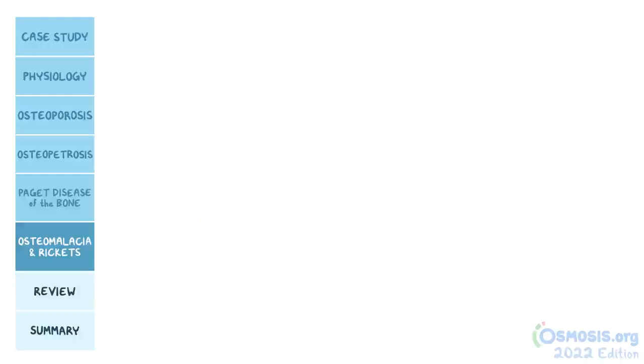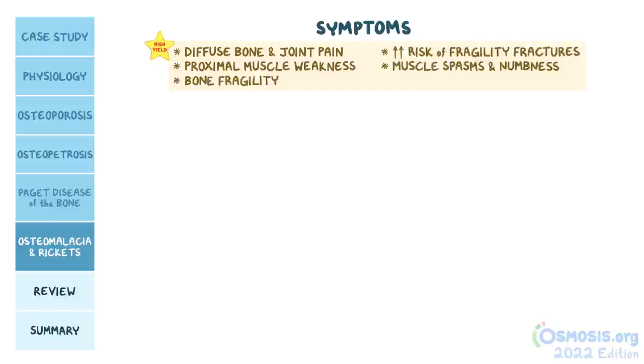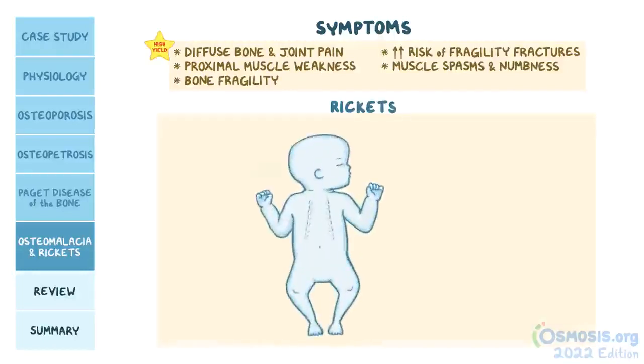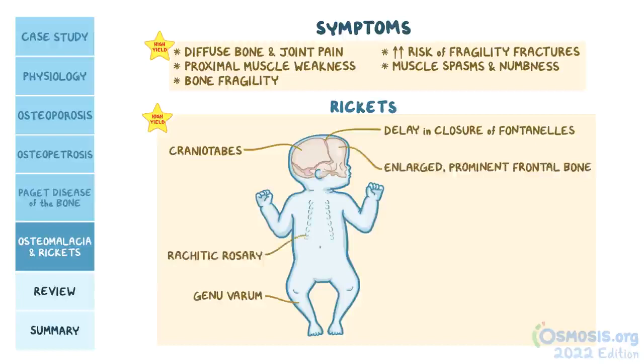With both rickets and osteomalacia, symptoms include diffuse bone and joint pain, proximal muscle weakness, bone fragility, and increased risk of fragility fractures. Because of low levels of calcium, there may also be muscle spasms and numbness. Rickets-specific symptoms include thin, soft skull bones, which is caused by craniotabes, delay in the closure of fontanelles, and bow legs, also known as genu varum. There may also be an enlarged prominent frontal bone. Additionally, rachitic rosary can be seen, which are little bumps that appear along the chest wall due to the widening of the junction between the ribs and costal cartilage in front of the rib cage.